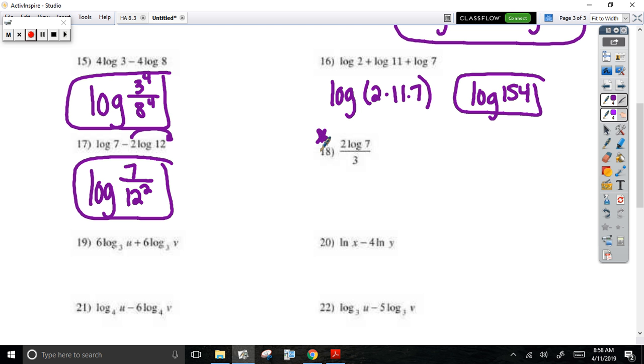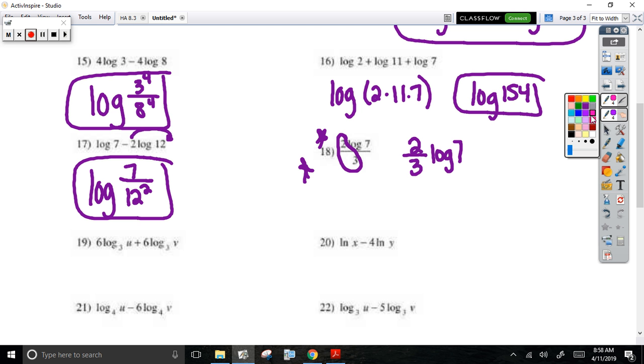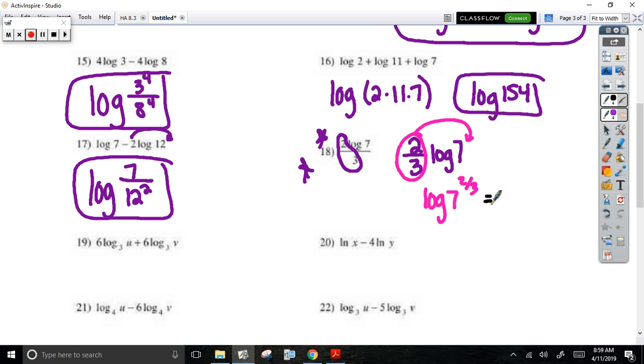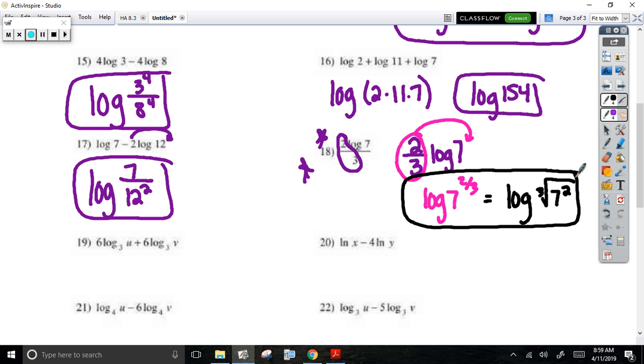This one, number 18, is another tricky one. This is really 2/3 log 7. It's like a coefficient in front can be rewritten. So the 2/3 goes back up to be an exponent. So this will be log of 7 to the 2/3 power, which you can leave it like that on your quiz. I'm fine with it, but also the answer key changed it back to a radical, so this would be the cube root of 7 squared, or the cube root of 49. Either answer is fine by me.